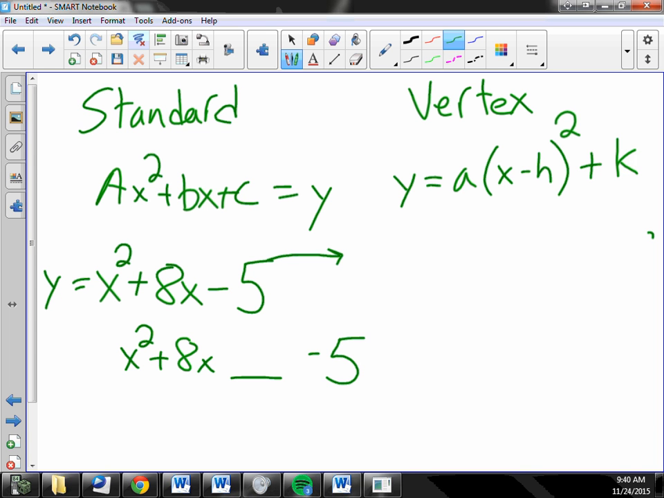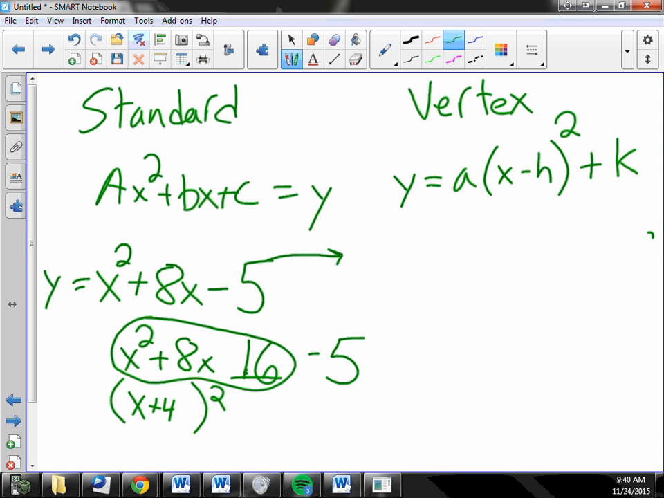Okay? And then if I create a perfect square of that quadratic, what is the factor? X plus 4 and x plus 4. So x plus 4 to the second. Well, what number would go in this place? 16.